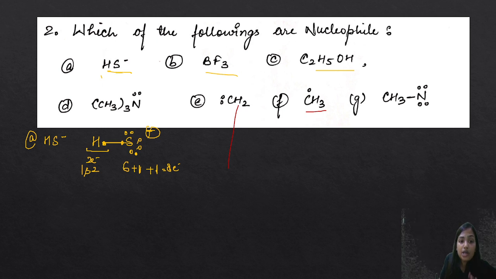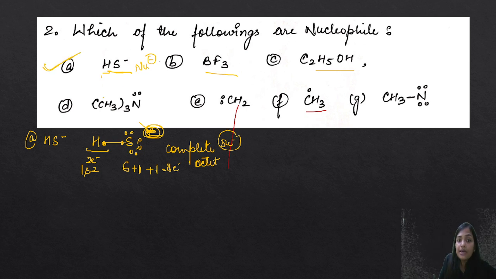So its octet is complete. This is a negative charge. Please don't be confused, this is negative. So this has a complete octet, it is an 8 electron species. It is said to be nucleophilic in nature. Yes, we would say that you are nucleophilic.